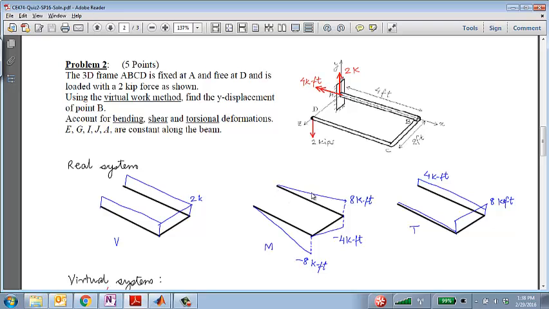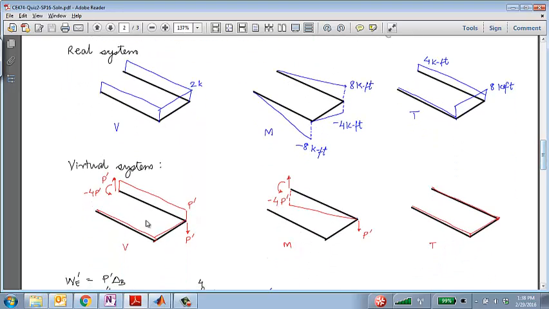So I think very few of you got this bending moment diagram correctly, but overall, if you set up the problem correctly, you still probably got most of the points of the problem. Other than that, the virtual system was quite simple. If you apply P prime here, then only this leg plays a part, right? Everything else is just zero shear, zero bending moment, zero torsion throughout.